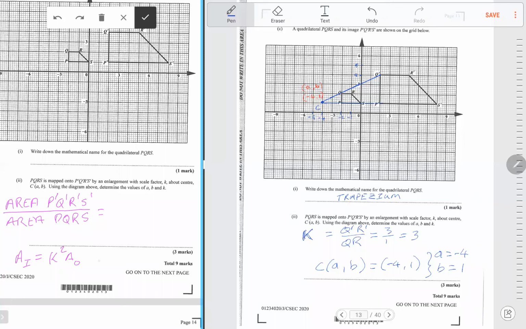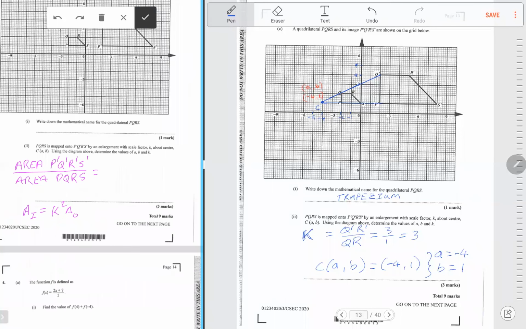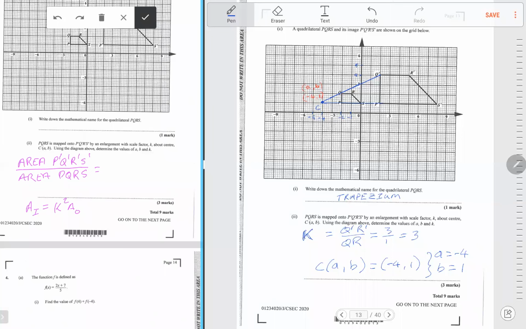that, therefore, area of image over area of object equals K squared. So this equals K squared, which is 3 squared, which is 9. Whenever they bring in area, you have to remember this. It's on the must-know sheet. Study the must-know sheet. Once they bring in area, it is a K squared relationship.